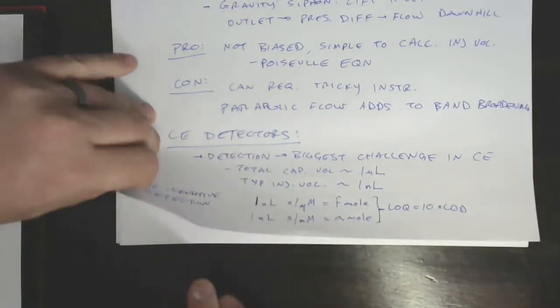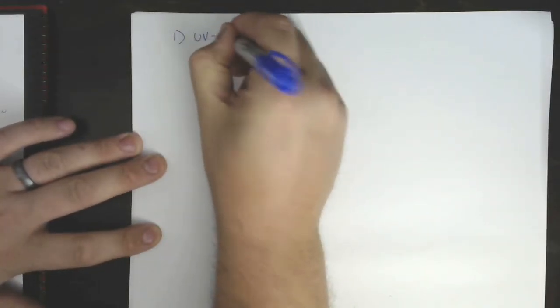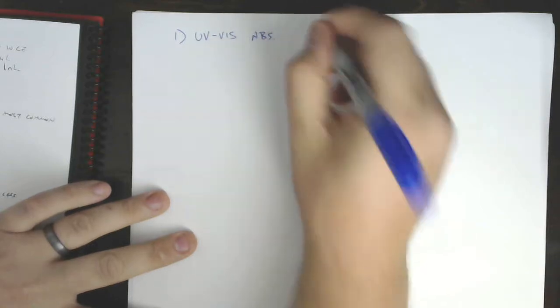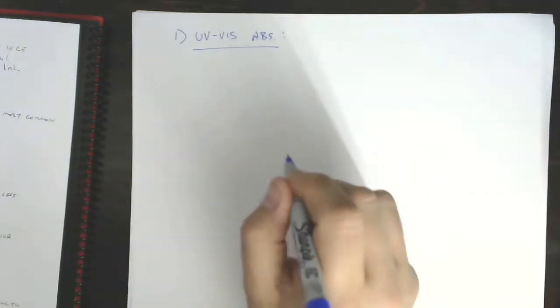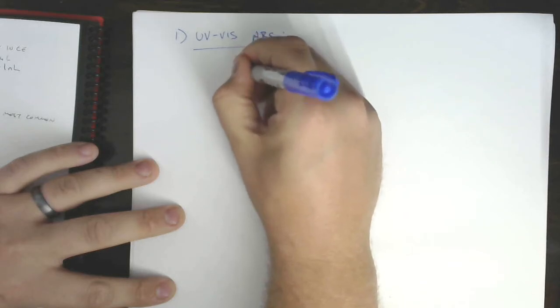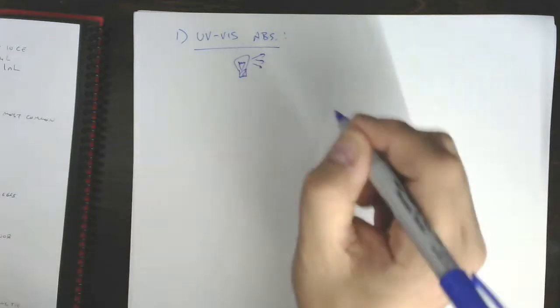Let's look at 4 different detection modes in CE. The first one is UV vis detection, the same UV vis absorbance detection that we talked about in HPLC. Here's what this would look like. You'd have some kind of broadband light source, I'll draw it as a light bulb, putting out light of many wavelengths.